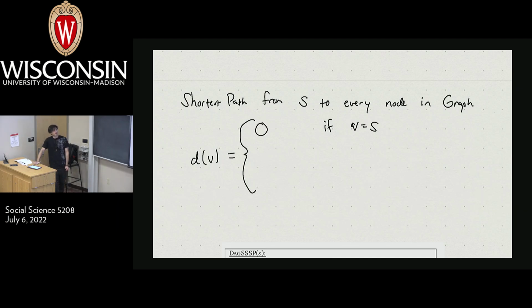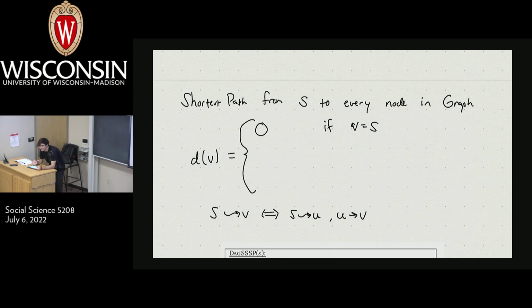Otherwise, what's a path from S to v? Okay, I heard some things. So remember, we can break any S to v path into an S to u path, and then the edge u to v. So that's going to build our recurrence relation. So the question is, which u do we pick? What u do we put in there?